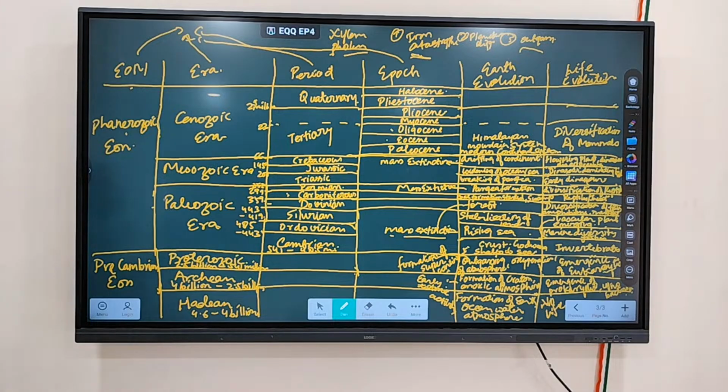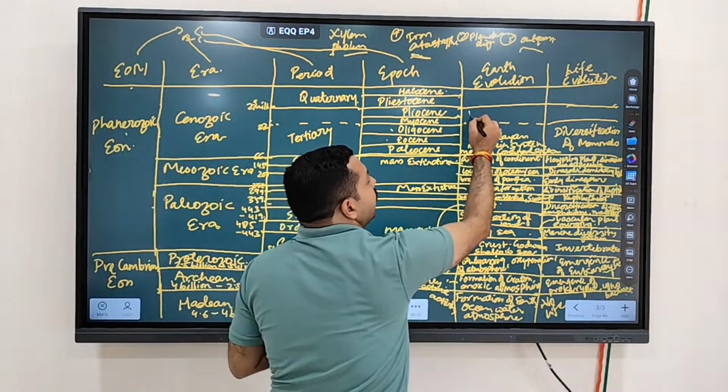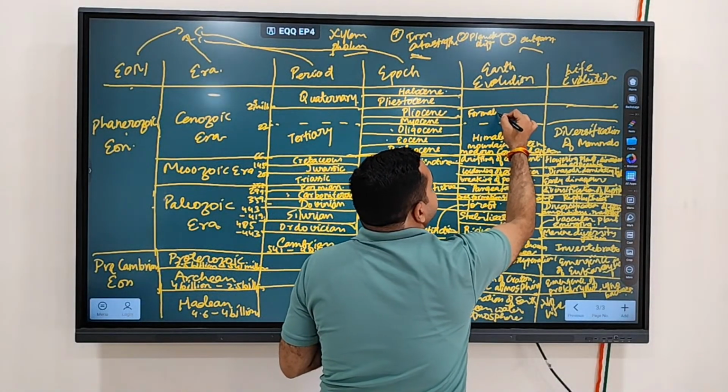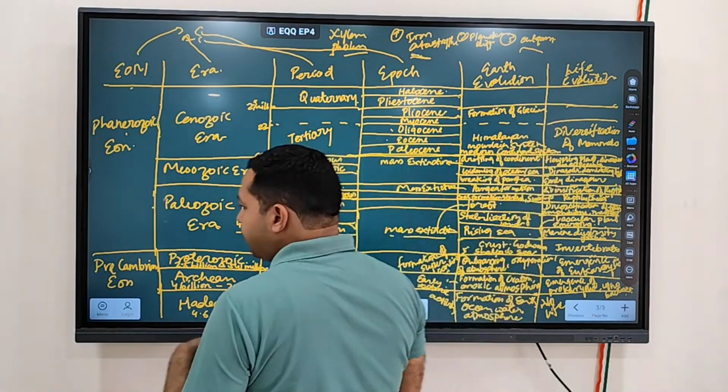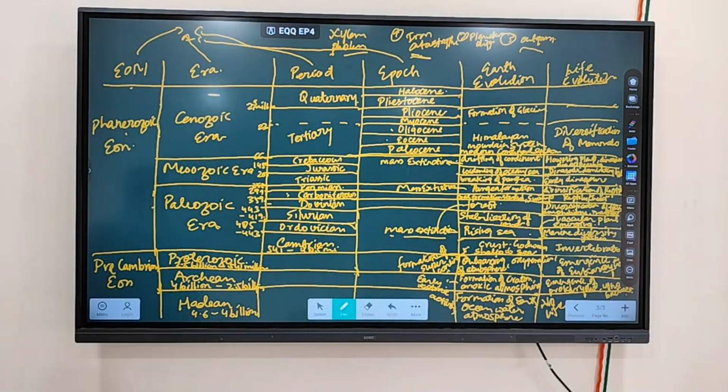So in this period, you'll see formation of glaciers. With more Himalayas being formed, you'll see formation of glaciers. Cooling ice will be there in this particular period. Clear? And then you see evolution of whom? Evolution of modern mammals.